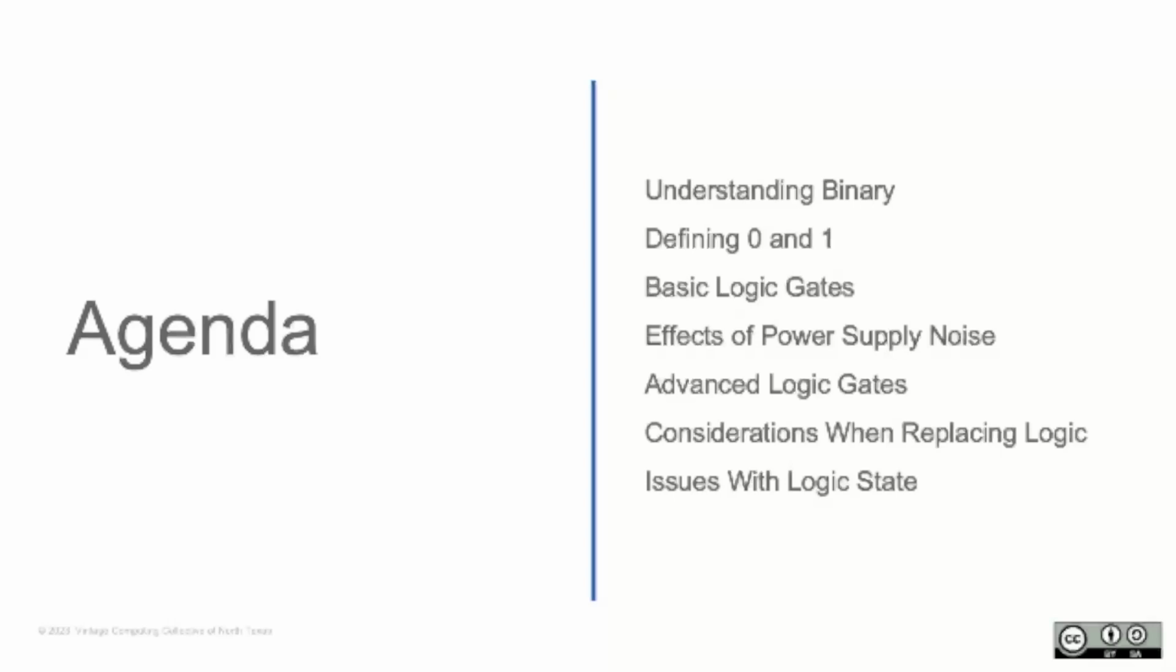We see it as assembly language. We see it as high-level languages. We see things, but the computer, all it sees are zeros and ones. We're going to talk about some basic logic gates, power supply noise and how that can affect your logic gates. We're gonna look at some bigger logic gates, like a 74LS138, 3-to-8 decoder. Yeah, I know that off the top of my head. Considerations, because that's one thing people say, it's a 7400, but all I have is a 74LS00. Will it work? Well, the answer is maybe. And then we're going to talk about issues with what we call logic state, which affects how you measure things.